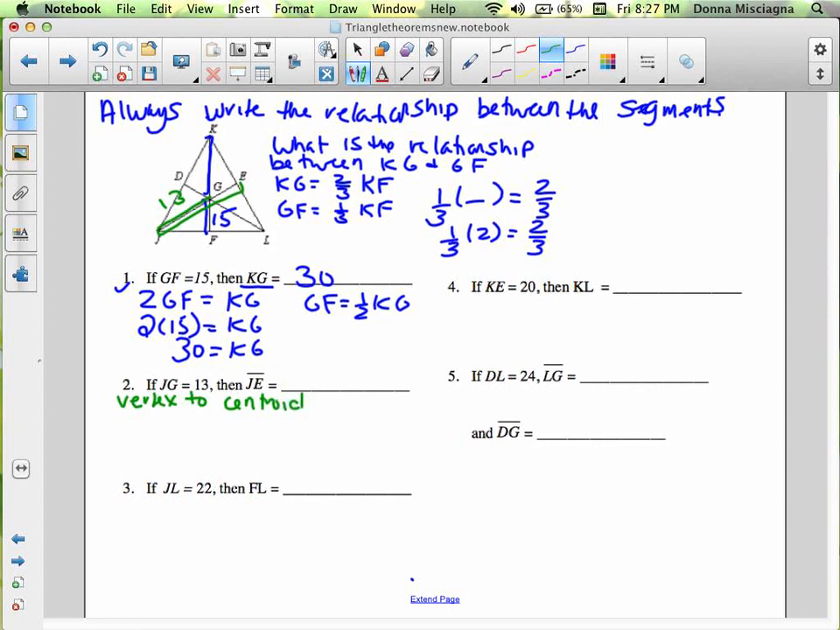Right, so normally I like to use the one where I isolate the one I'm solving for. Sometimes I don't, and this is one of them, because I think it will be easier just to write the same thing each time, and that is JG is equal to 2/3 of JE. So vertex to centroid, right? JG, the vertex to centroid, is 2/3 the median.